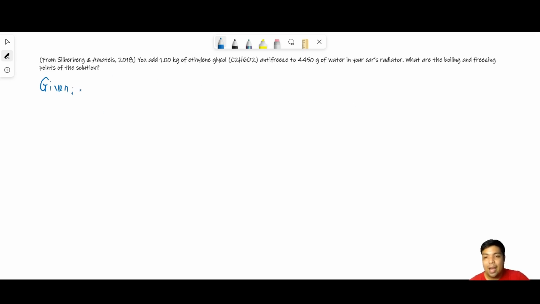Okay, so we have 1.00 kilogram of your ethylene glycol with the chemical formula of this one here. I'll just write the chemical formula so that it is more comprehensive, but this chemical formula will also help you in solving for the molar mass of your ethylene glycol. So it was added to 4,450 grams of your water. Okay? There are some values that are needed to solve this but they were not given.